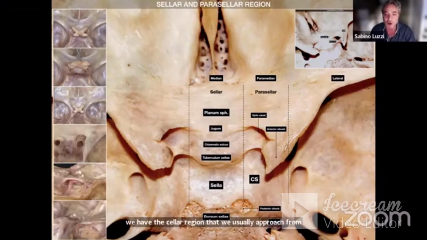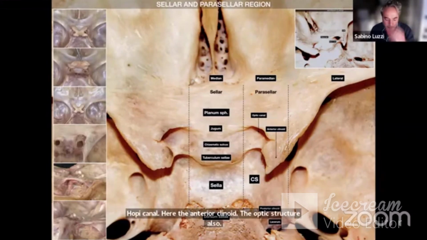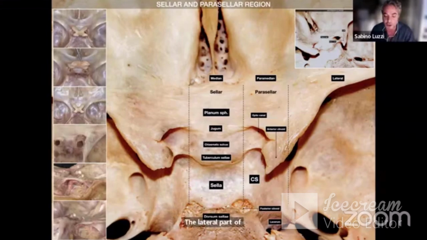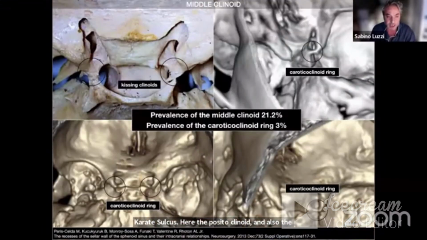But we also have a paramedian corridor, and these bony structures belong to the paramedian corridor: the optic canal here, the anterior clinoid, the optic strut here also, the lateral part of the sphenoid body with the so-called carotid sulcus here, the posterior clinoid, and also the foramen lacerum here of the internal carotid artery. And then we have also, obviously, the lateral part of the skull base.